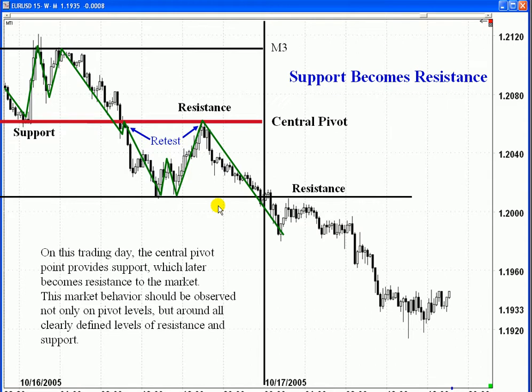And when we look at finding our ideal entries, we're going to see this more closely as to how you can capitalize on these scenarios. Price bounces off the central pivot and continues lower into the next trading day.